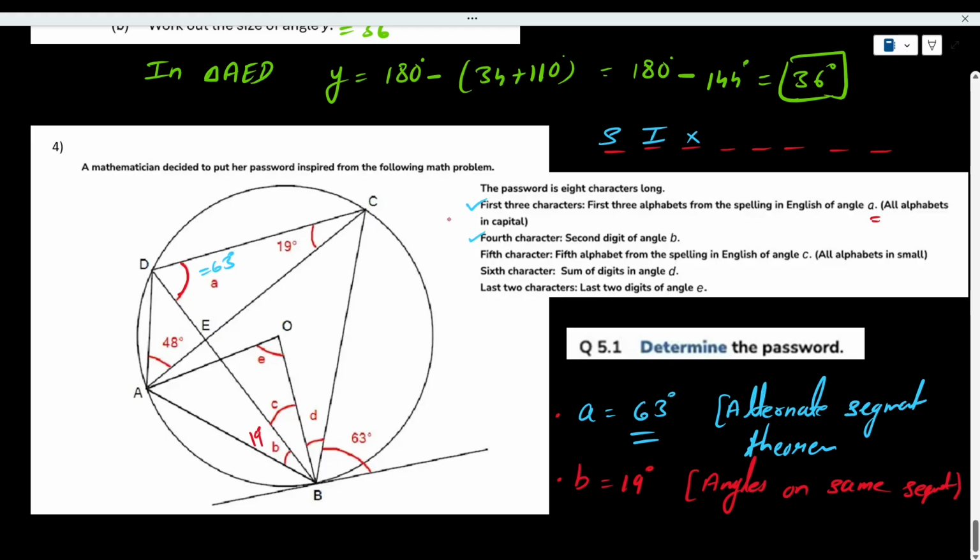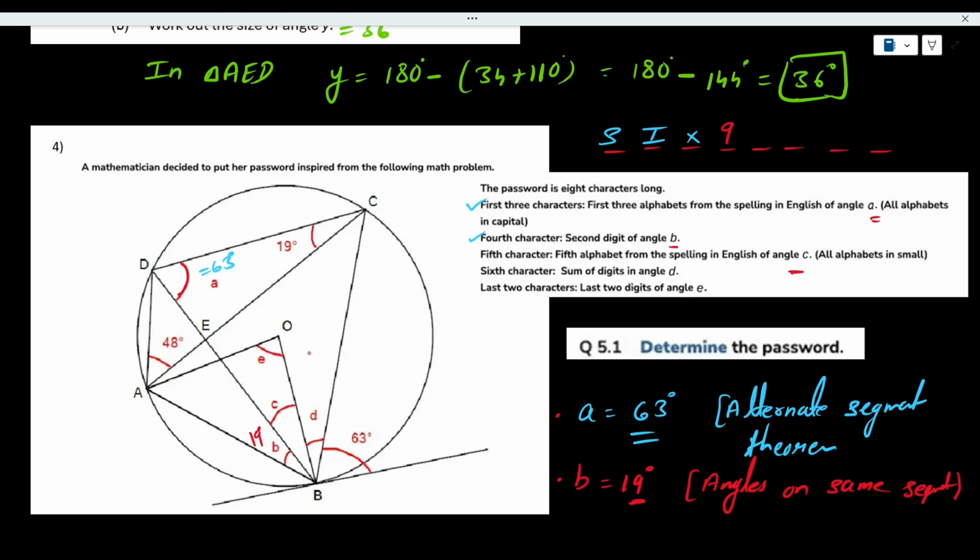So what is the second digit? Because they are not talking about the letter here. First it was characters, so you take alphabets. Here you need to take the second digit. The second digit is 9. So my password is 6 and then 9. After that, the fifth character is the fifth alphabet from the spelling of angle C.